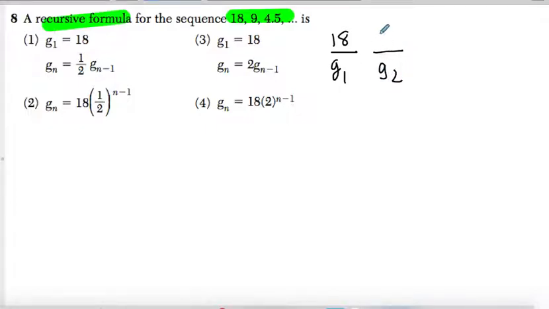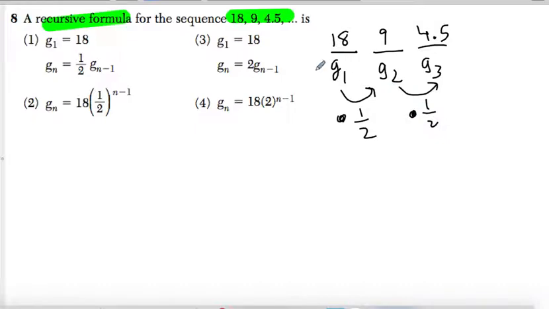So the next one is 9. So I had to divide by 2, which is the same as multiplying by 1/2 or 0.5. Then if we repeat the same thing, we get 4.5 by multiplying by 1/2, right? 9 divided by 2 is 4.5.